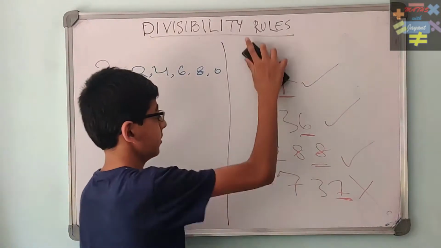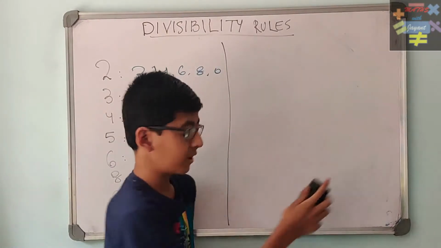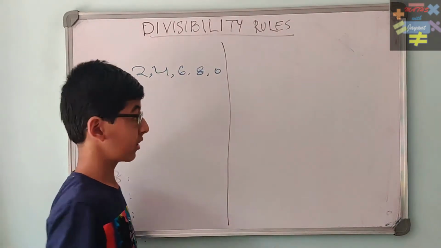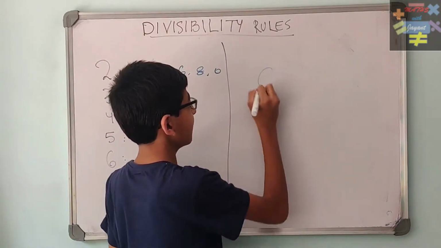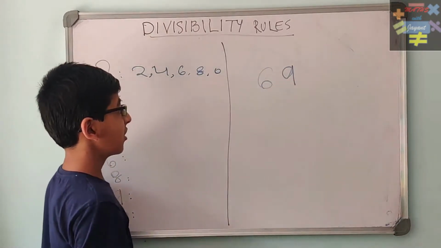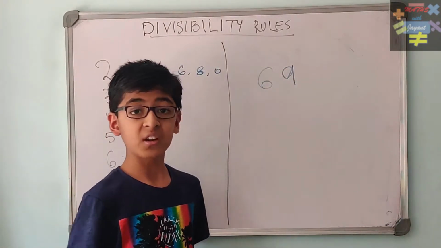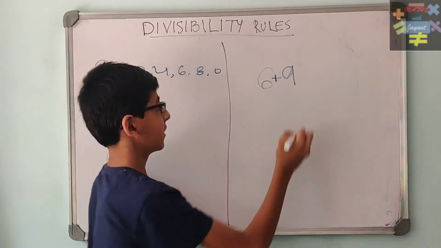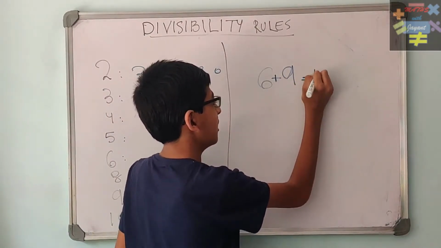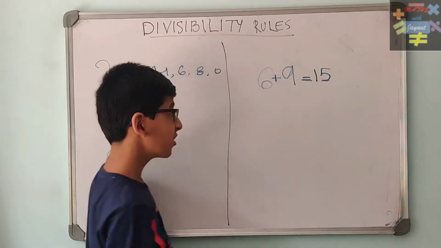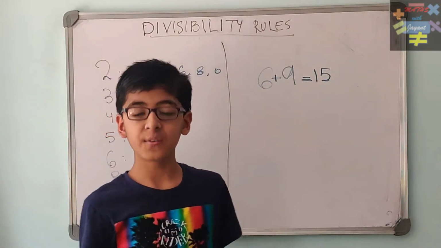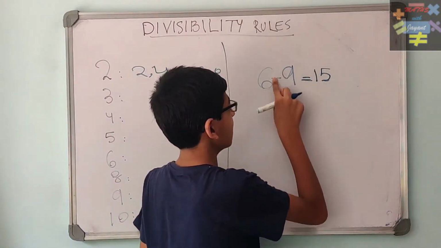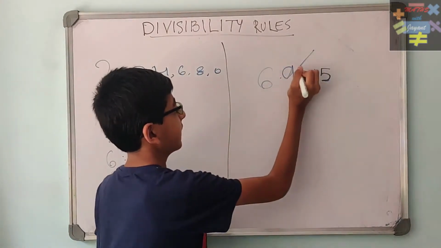Now let us move on to the divisibility rule for 3. What is the divisibility rule for 3? If we are given the number 69 and we need to check if it is perfectly divisible by 3, how do we do this? We add the digits, 6 plus 9. So 6 plus 9 is 15. Is 15 perfectly divisible by 3? Yes, 3 fives are 15. So 69 is also perfectly divisible by 3.